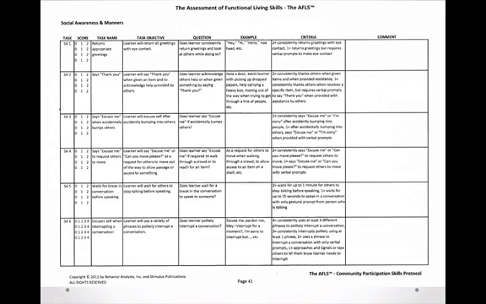Here, the first task is returning appropriate greetings, where the objective is the learner will return all greetings with eye contact. The question is, do they return the greeting and look at others while doing so? And the criteria: you get a 1 if you return the greeting but you require verbal prompts to make eye contact. You get a 2 if it's consistently done with eye contact.